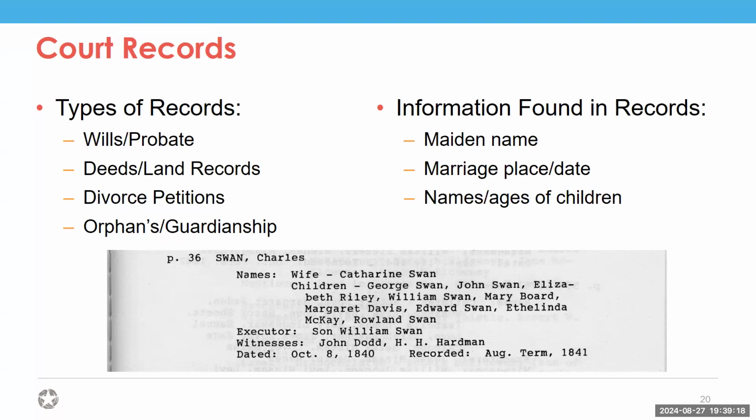And then family, neighbors, or friends could be called in to testify in these cases as well. So maybe it wasn't your female ancestor who was petitioning for the divorce, but their next door neighbor was, and now they've gotten an affidavit from your ancestor, and now that's included in these divorce petitions. You never know. Always good to look everywhere you can. Leave no stone unturned.